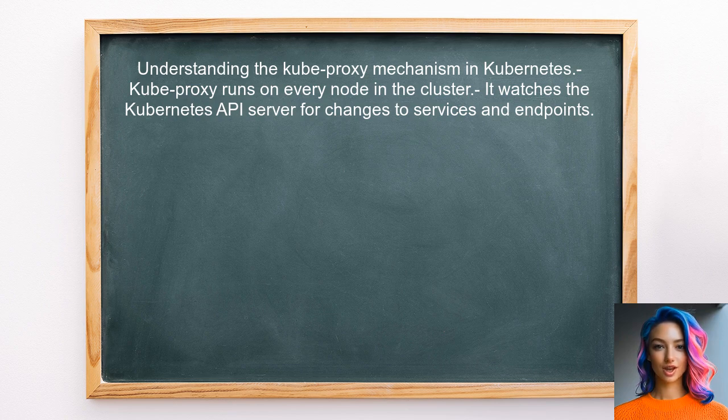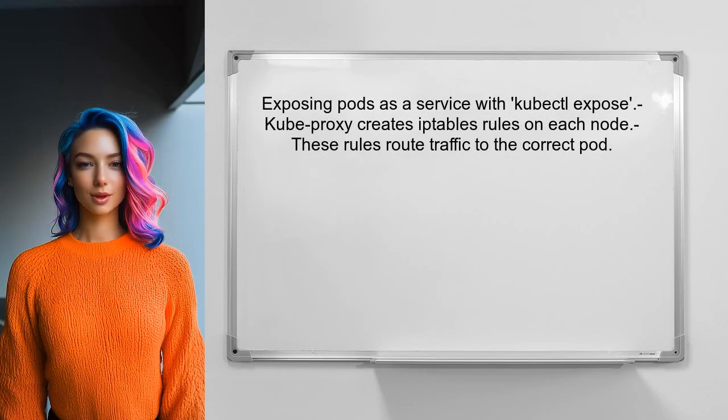It watches the Kubernetes API server for changes to services and endpoints. When the user exposes pods as a service using the command kubectl expose, kube-proxy on each node creates IP tables rules. These rules are essential for routing traffic to the correct pod.